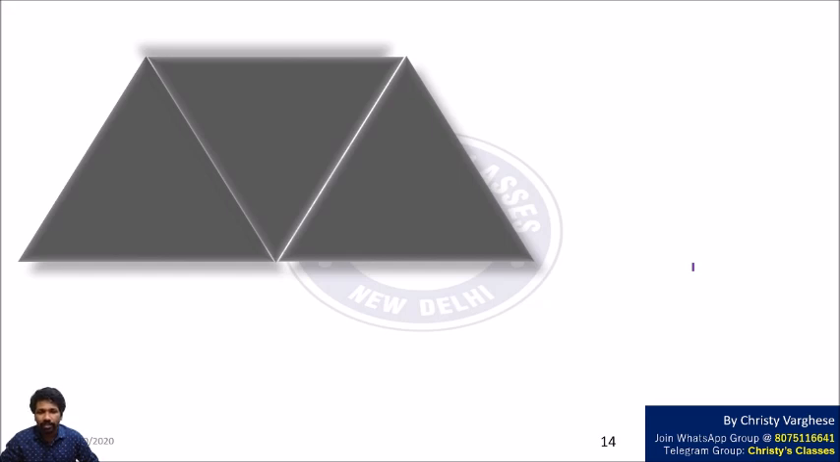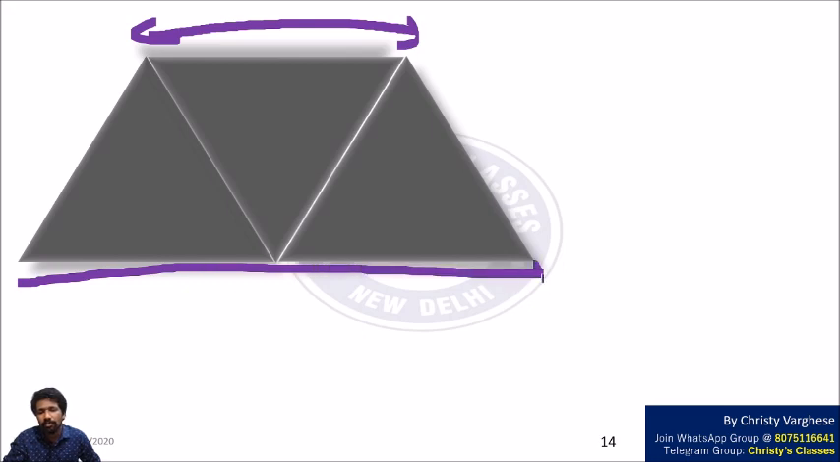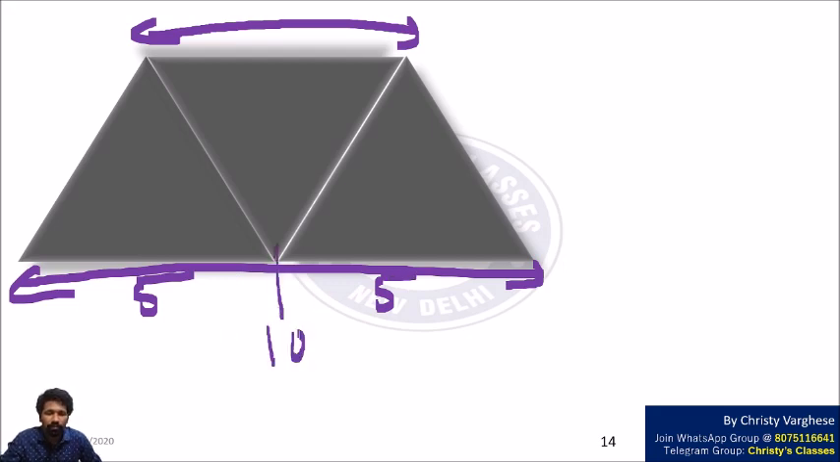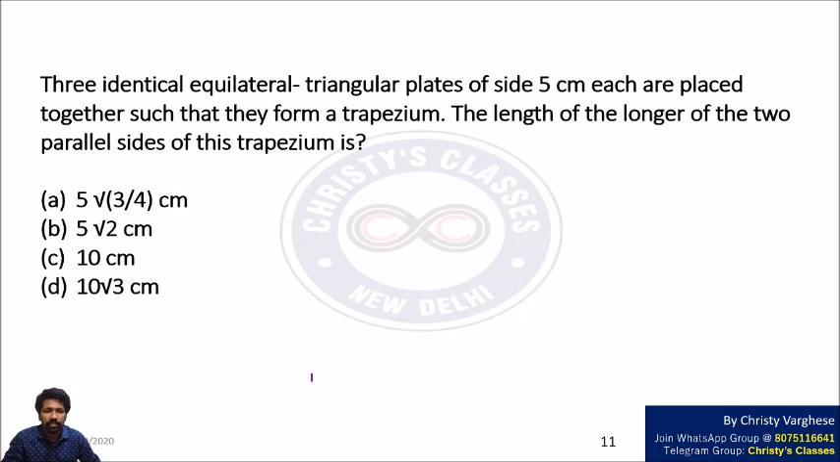Now what is the question? What is the length of the longer of the two parallel sides? I told you a trapezium has two sides which are parallel. The longer of the parallel sides is this one, and it will be formed by the bases of two equilateral triangles. So 5 plus 5, 10 will be the answer. Straightforward question, 10 is the answer. So option C, 10, will be the right answer. I hope all of you are clear about this.